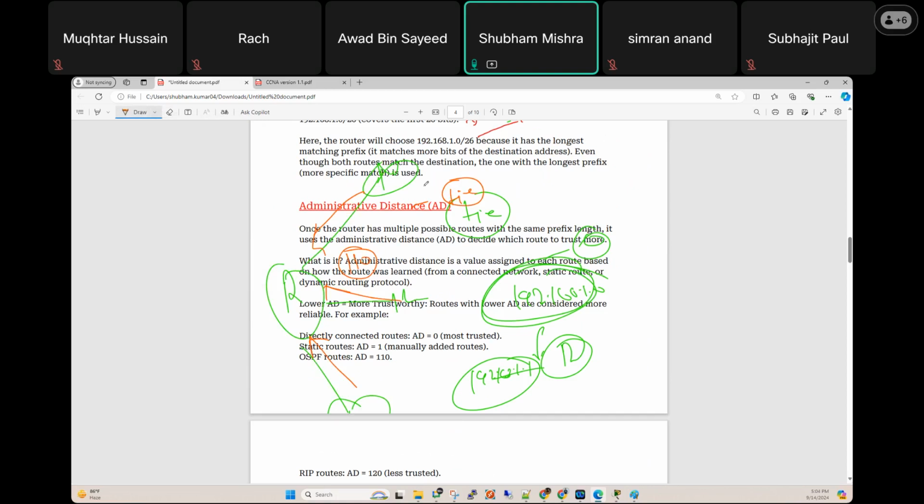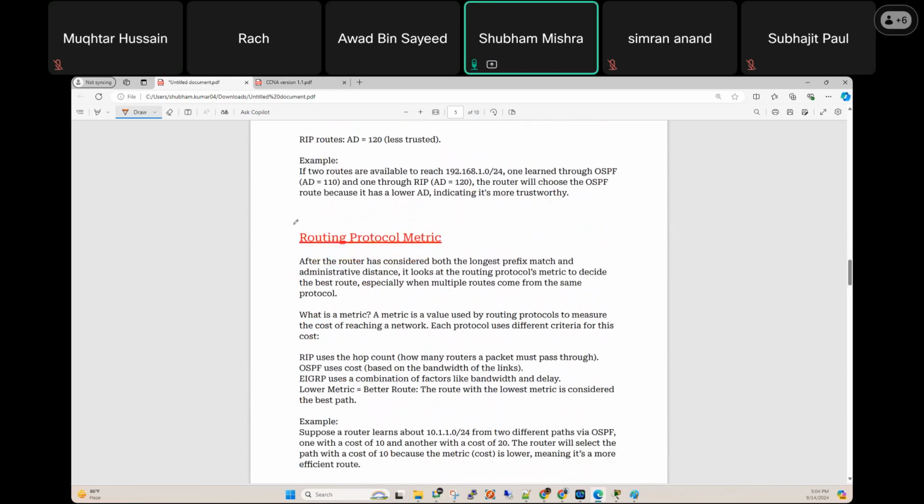Yes or no, everyone? The AD value is also a tie. So in this case, after that, what will the router check? The router will check the metric. On the basis of the metric, the router will now prefer the best path, or the router will choose the best path. Are you clear, everyone? Yes or no? Understand?